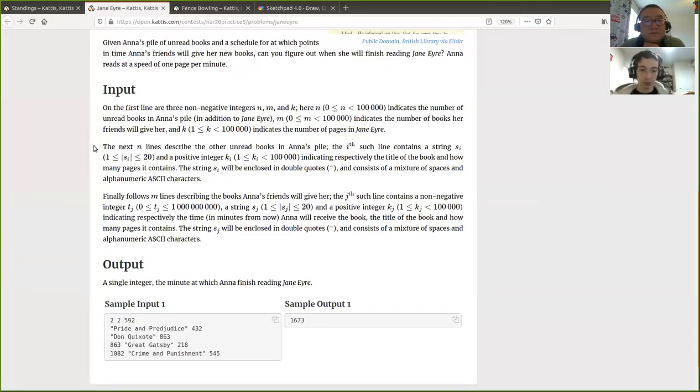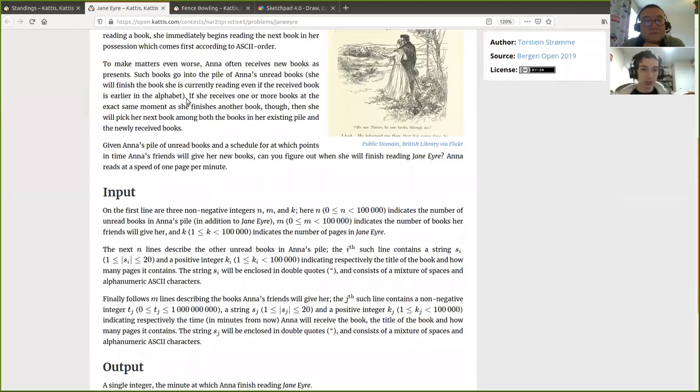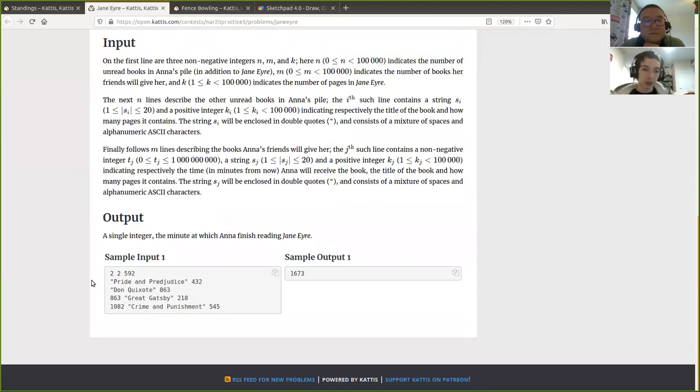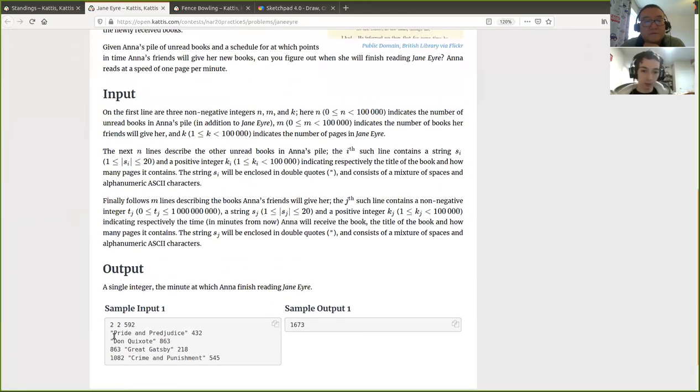So this problem was pretty straightforward in understanding what to do. The problem is you have some books with different titles and different numbers of pages, and also there are events like a friend gives you another book with a number of pages at a certain time. You'll always read the alphabetically first book that you haven't read yet, and it takes 1 minute per page, and then once you're done, you look at what's the next alphabetically smallest book left, and then you continue. The question is, what time do you finish reading this particular book, Jane Eyre?